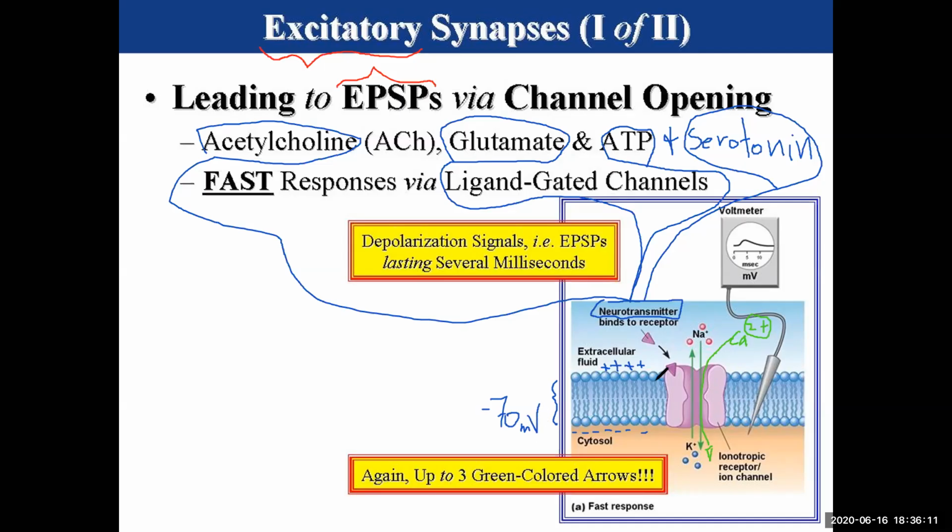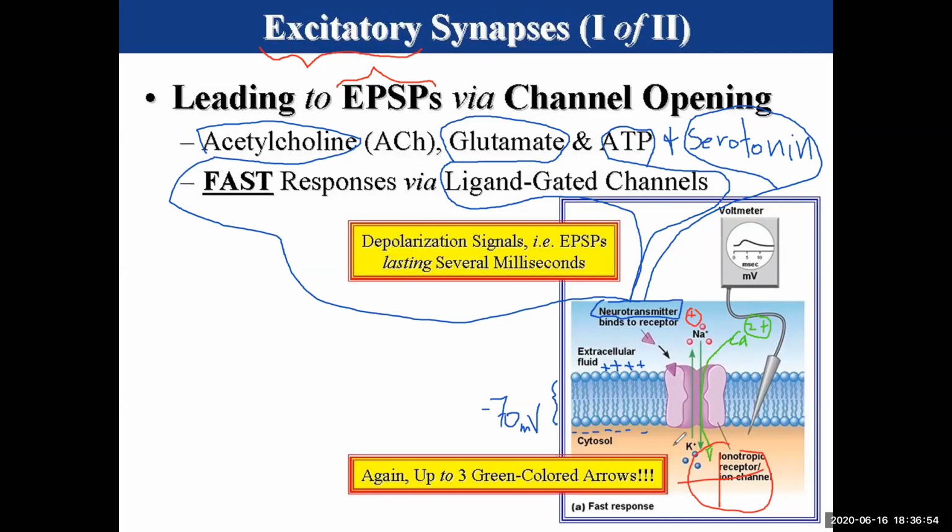When you open this channel, there's a net influx of positive charge. Even though potassium is leaving, there's less positive charge leaving than positive charge entering, right? So the efflux of potassium is more than offset by influx of both sodium and calcium ionic species. So at the end of the day, inside the cell, there's a net gain of a lot of positive charge versus smaller positive charge out here.